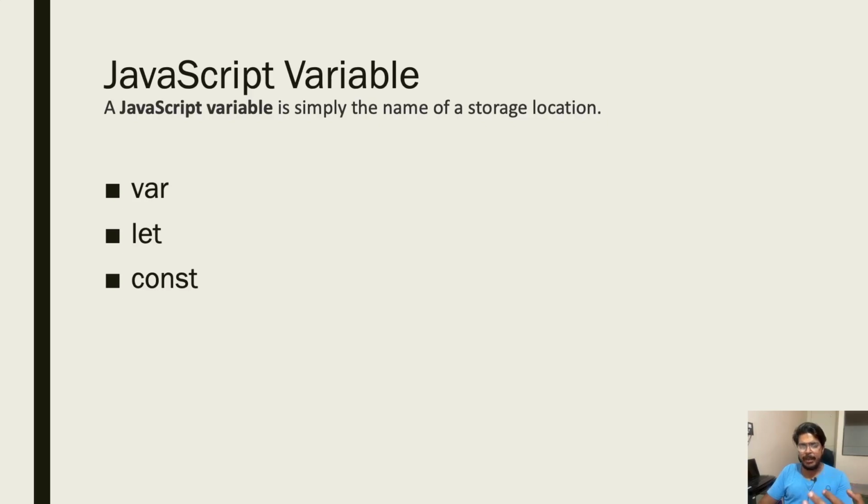There are mainly three types of variables present inside JavaScript: var, let and const. When they introduced JavaScript the first time, they introduced the variable var. Now var is deprecated. They have come up with two new variables: let and const.